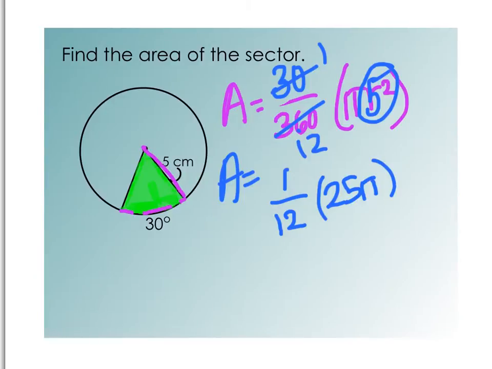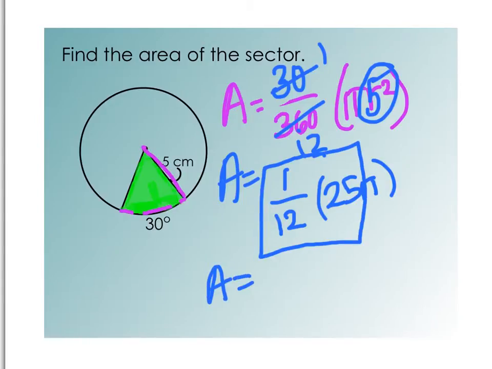Now, as mathematicians, we really like to combine our numbers and our fractions. So we're going to take a 12th of 25. We're going to write this as 25/12 times pi. Don't forget your label of centimeters squared.